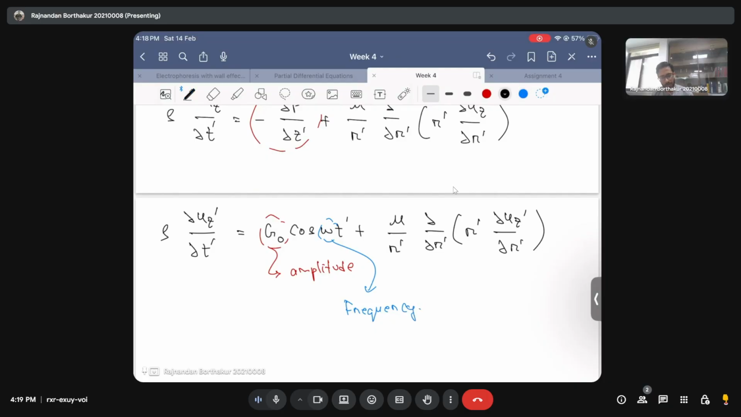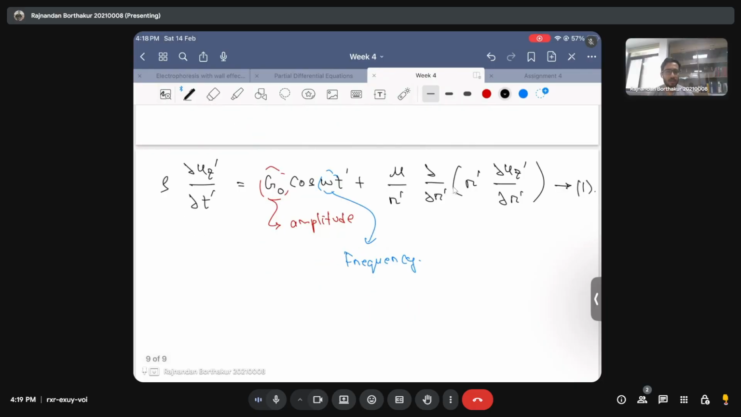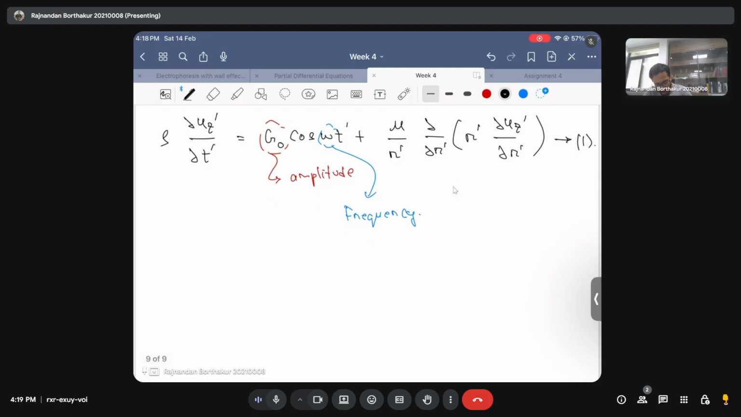Okay, so maybe I'll name this as equation 1, and this is your governing equation that you are basically going to solve for. Okay, then let's write down the boundary conditions as well.